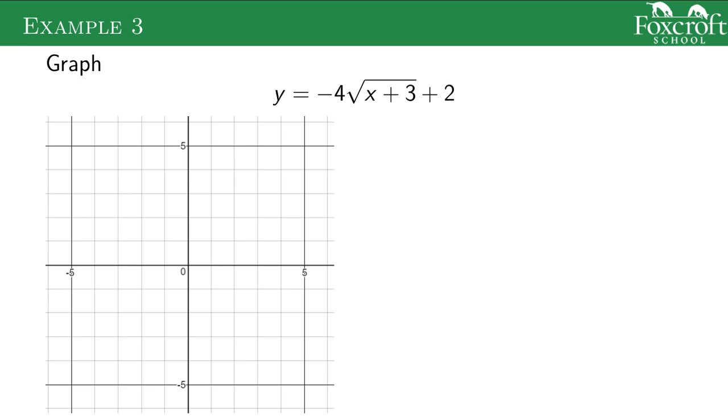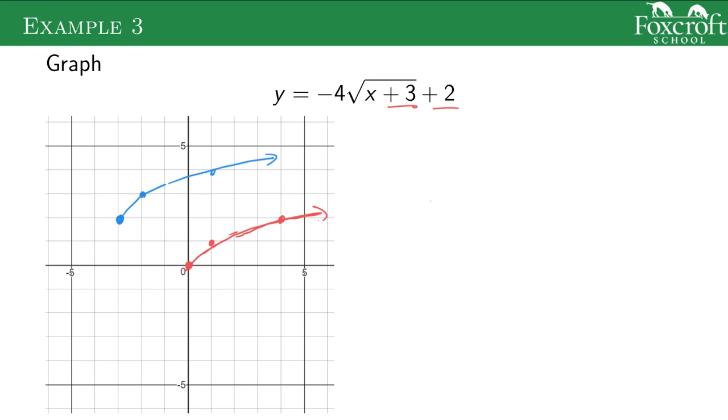Next one, square root graph. Again, let's just draw our original square root graph. Starting point, over 1, up 1, over 4, up 2. So that's my traditional square root graph. And now it's going to move left 3, up 2. Do the same thing: right 1, up 1, right 4, up 2. That's my new square root graph.